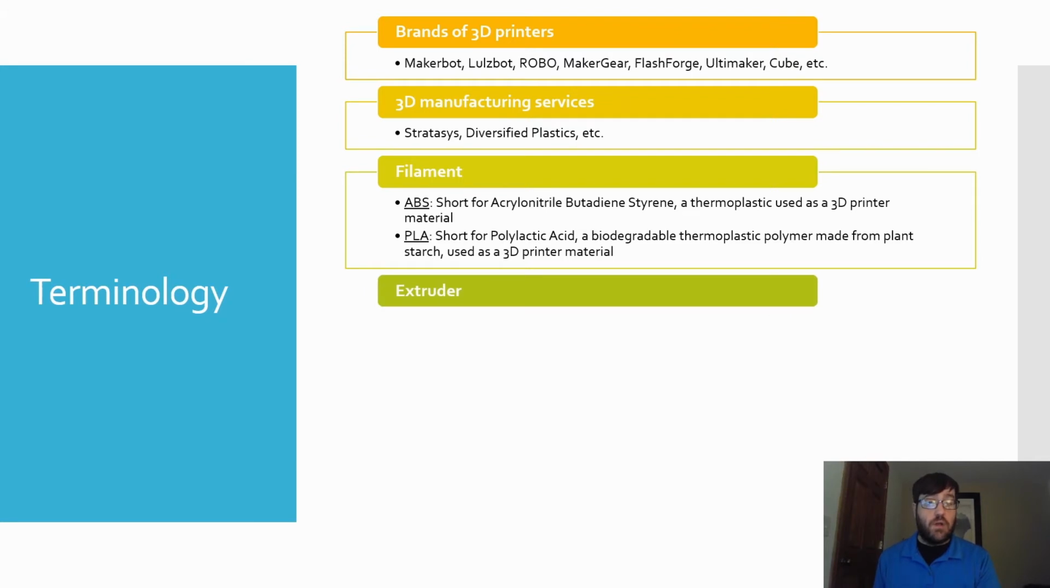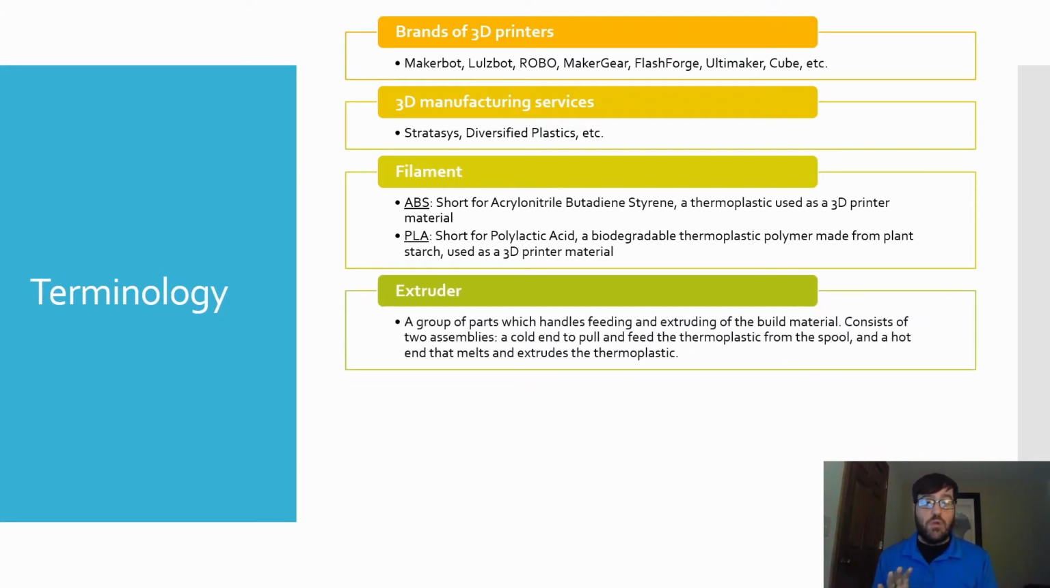So, extruder. I've already talked about an extruder. An extruder is one of the main parts of a 3D printer. It's a group of parts which handles feeding and extruding of the build material, which in most cases is going to be filament. It consists of two assemblies: a cold end to pull the feed of the thermoplastic from the spool. Filament comes in long strands that are wrapped around a spool, so there's one part that pulls that into the extruder, and then a hot end that melts it, gets it to the right temperature so that it can be molded and extruded out of the extruder.